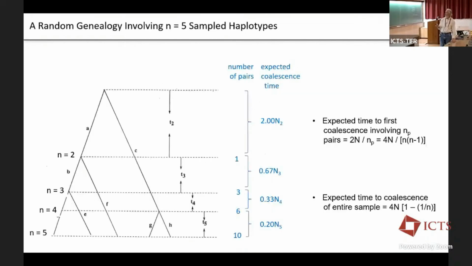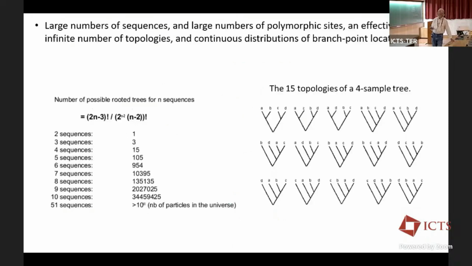Oh yeah, this is the other problem. This is just one random genealogy of 5 samples, and the problem is this. If you've only got 2 sequences, there's only one topology. One links to 2, and that's it. If you've got 3, then you've got 3 possible topologies: A's on the outside, B's on the outside, or C's on the outside.